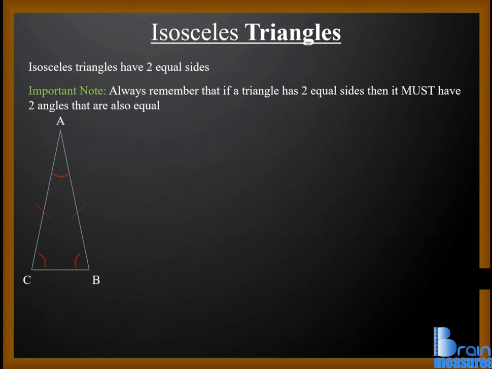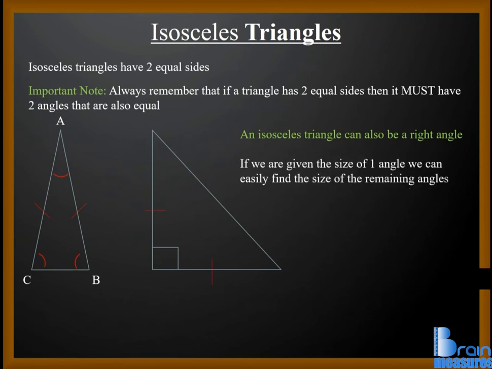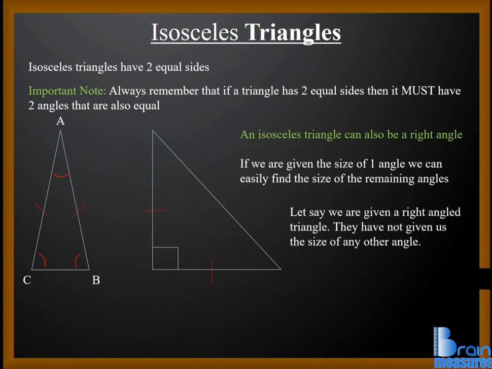Now an isosceles triangle can also be a right-angled triangle. We're going to mark these two lines with two markers, which will tell us which sides are equal. If we're given the size of one angle, we can easily find the size of the remaining angles. Let's say we're given a right angle triangle as shown right here, but they haven't given the size of any particular angle. They don't give us degrees here or anywhere in this triangle.